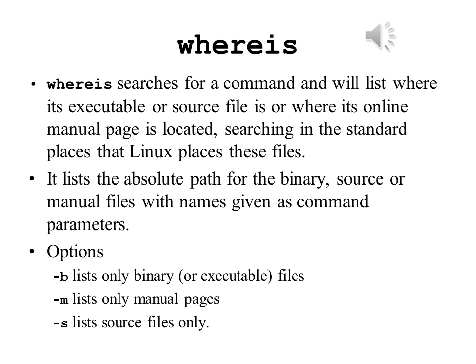Whereis will search for a command and will list where its executable file or its source code file is located, or where its online manual page is located. And it'll search in the standard places that one would expect Linux to have placed these files. What it'll give you is the absolute path, all the paths in the directories and subdirectories starting from the root directory of the system for the binary, source, or manual pages with the names given as command parameters. There are three options I have here. -b will search for binary or executable files, -m for manual, -s for source code.